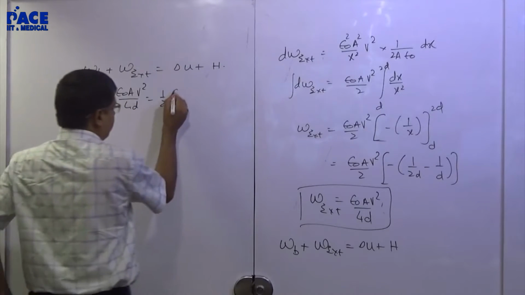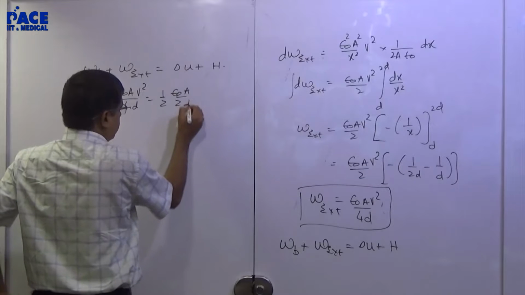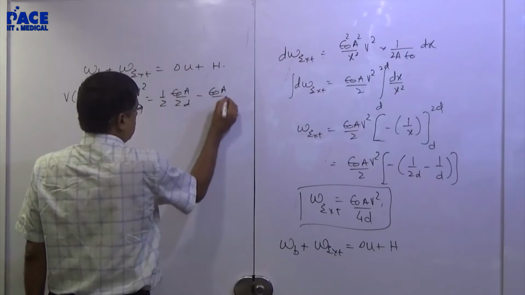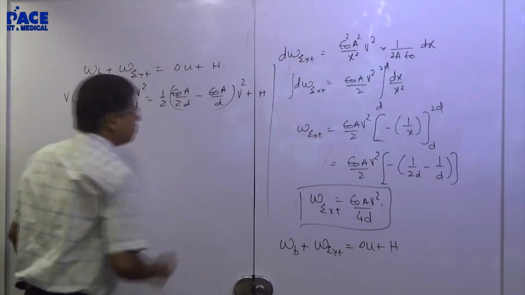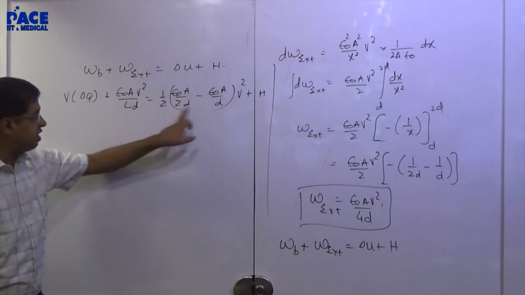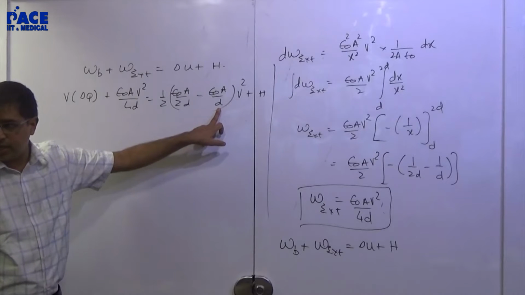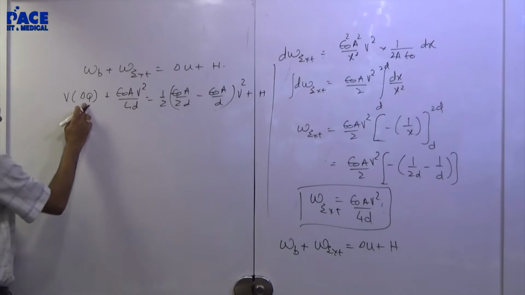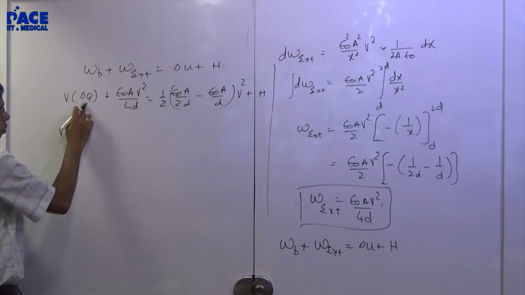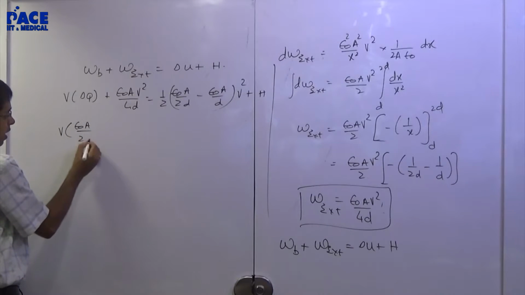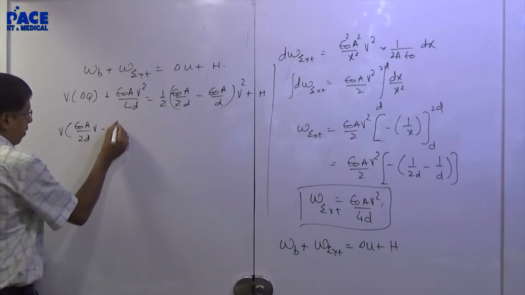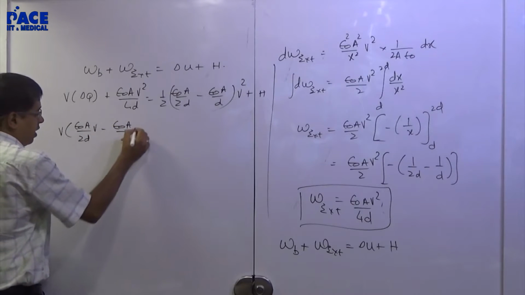This is half epsilon naught A by 2D minus epsilon naught A by D into V square plus heat loss, plus half C final minus C initial. Now work done by the battery will be V times the additional Q which went in: epsilon naught A by 2D into V minus epsilon naught A by D into V.